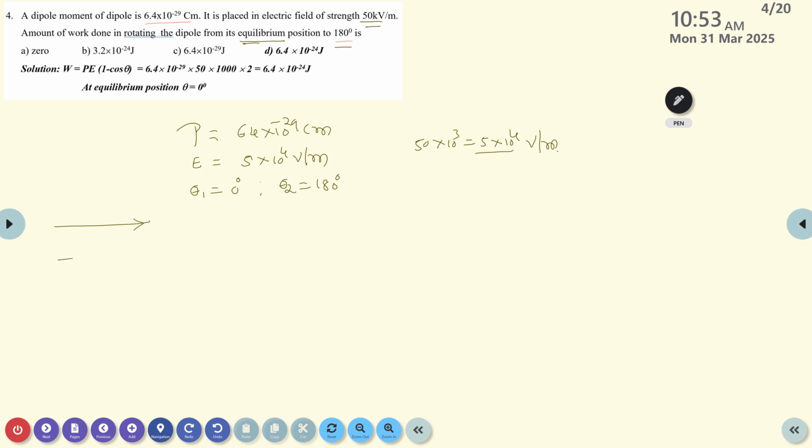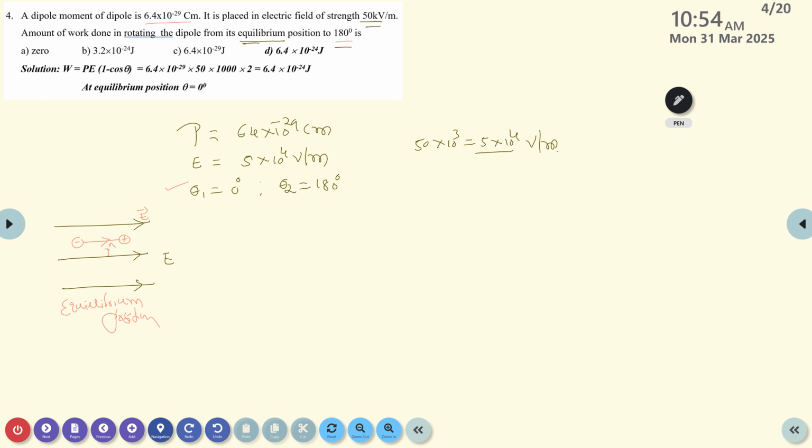I told you this several times. This is your electric field. Dipole, this is negative charge. This is positive charge. The direction of dipole moment is like this. Electric field is like this. Both are acting in the same direction. So theta 1 equal to 0. This is called the equilibrium position.